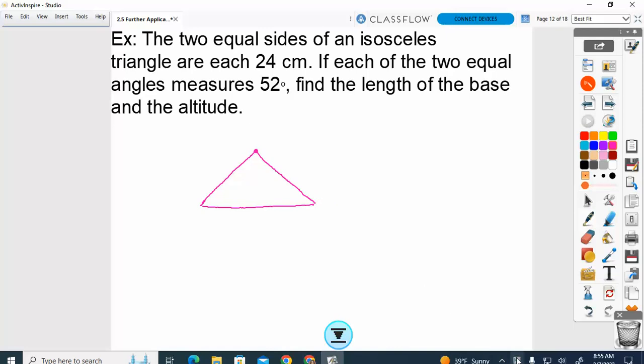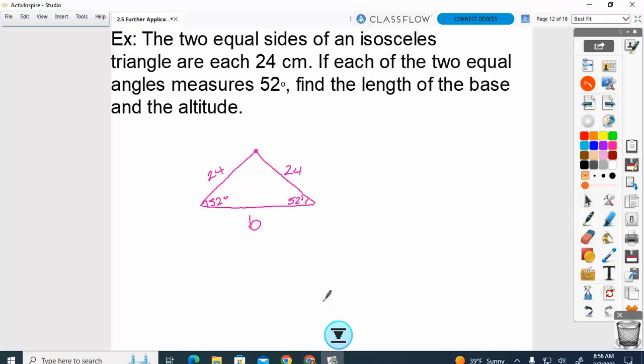Okay, so these two equal sides are both 24. The two equal angles are each 52 degrees. Find the length of the base and the altitude. So the base is the bottom here. I'm going to call it B for base.